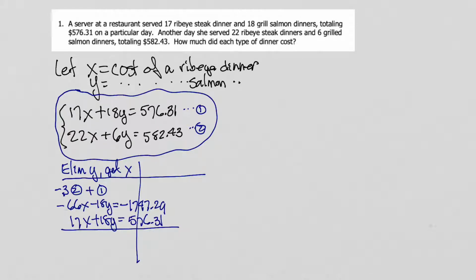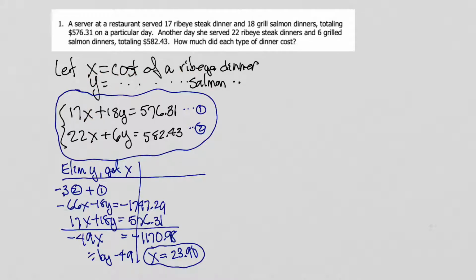So let's make this addition here. Negative 66 x's plus 17 is going to be negative 49 x's. The y's are gone. Equals, and I got negative 1170.98, and so when I divide by negative 49, here's what I get. X equals, I got 23 point, now I'm going to round off, 90. So what is X? Take it all the way back. What was X? X is the cost of a ribeye dinner.